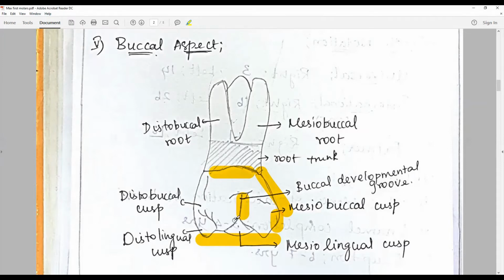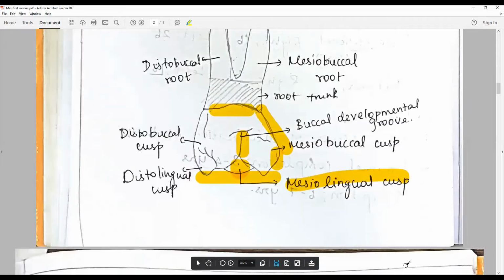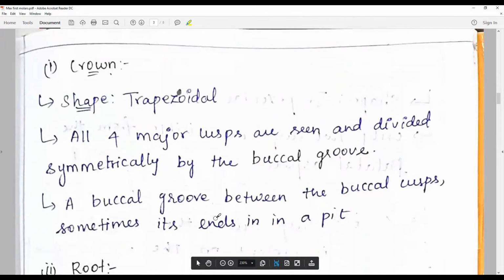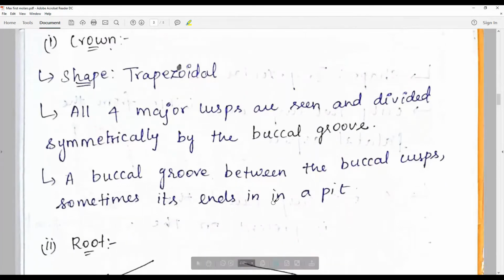The outline of the mesiobuccal cusp is wider, but the distobuccal cusp tip is sharper. The two buccal cusps are approximately the same height, and the mesiolingual cusp tip is visible between them. This is the most important point. So, crown trapezoid, 4 major cusps divide symmetrically, 4 grooves between the cusps, sometimes ending in a pit.